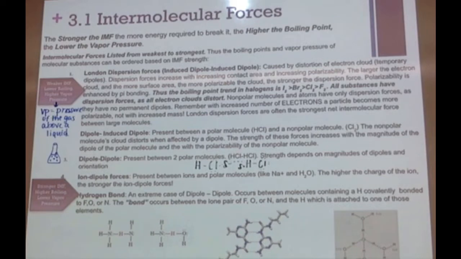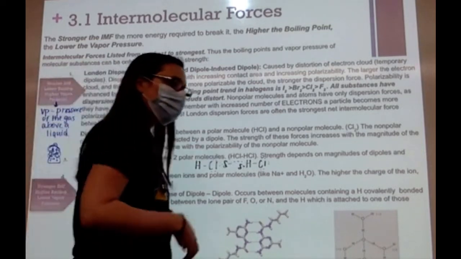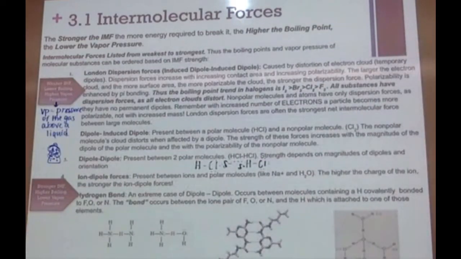If these have weak IMFs, so if it's easy for this liquid to become a gas, then we would expect a lot of the liquid to escape and become a gas. The more gas we have up here, the higher the pressure, which is why the weaker the intermolecular forces, the higher the vapor pressure. Looking at the other way, the stronger the intermolecular forces, the higher the boiling point, and the lower the vapor pressure.